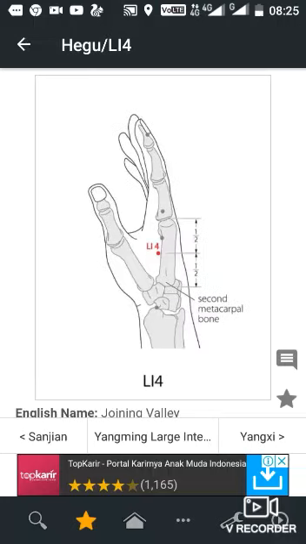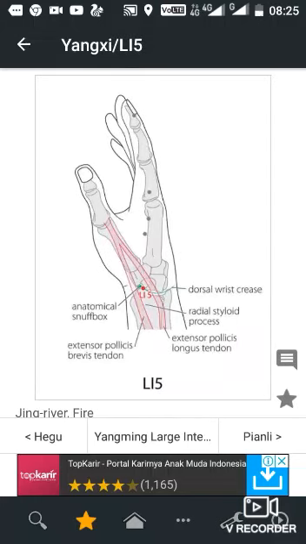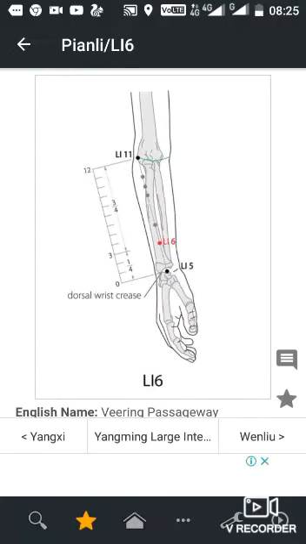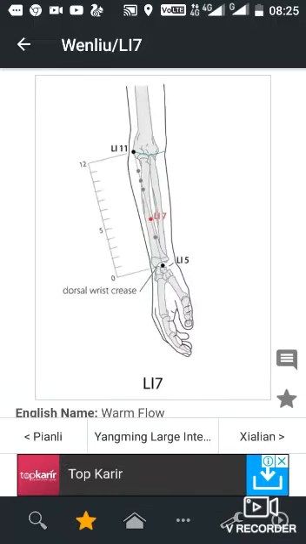Li 4, location. On the dorsum of the hand, midway between the first and second metacarpal bones, approximately in the middle of the second metacarpal bone on the radial side. Li 5, location. On the radial side of the transverse dorsal crease of the wrist, in the depression between the tendons of extensor pollicis longus and brevis. Li 6, location. 3 cun above Yangxi, on the line joining Yangxi and Quchi. Li 7, location. 5 cun above Yangxi, on the line joining Yangxi and Quchi.